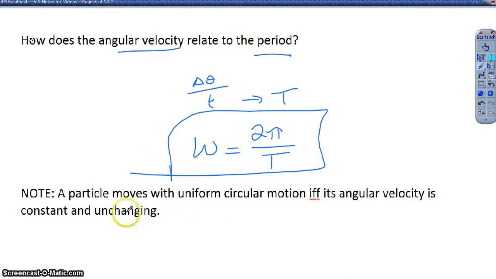But anyway, the other note that I threw in down there is probably good to read through. A particle moves with uniform circular motion if and only if its angular velocity is constant and unchanging, right? So it's only uniform circular motion if its angular velocity is constant and unchanging. Notice with angular motion we can use velocity, whereas with linear motion we have to use just speed, right? Because the angular velocity is constantly rotating the same direction at the same rate in uniform circular motion.